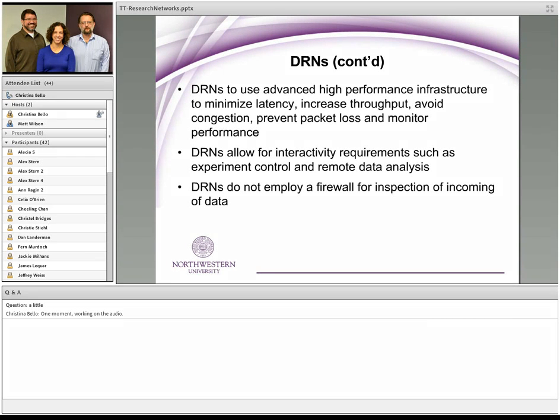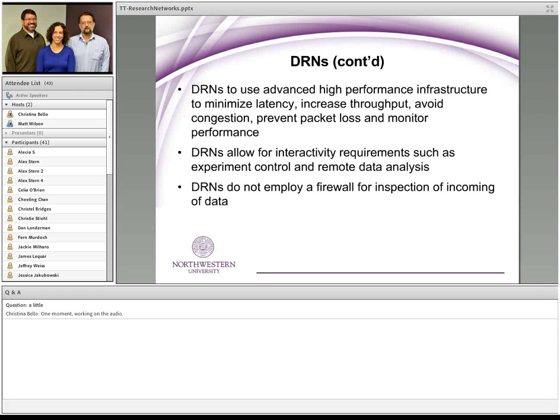And other than that, the most important thing, at least in my opinion, that a DRN has to account for is to prevent packet loss. In fact, you do not want any packet loss when you're doing research data transfer. A single packet may make an entire data set unusable. The way they can do this is by continuously monitoring the performance of the network.